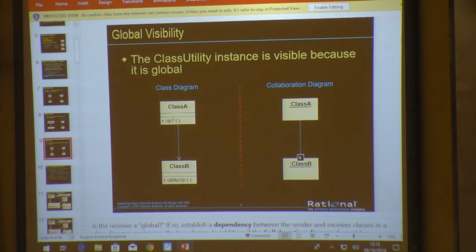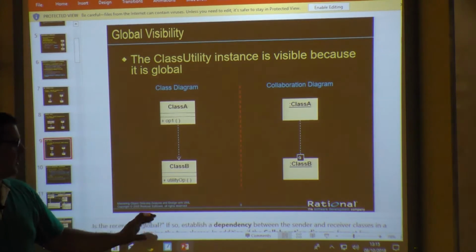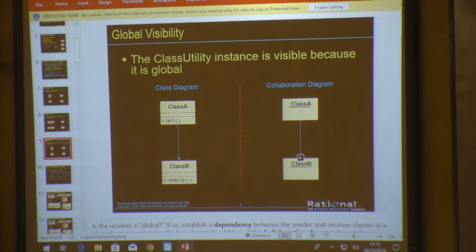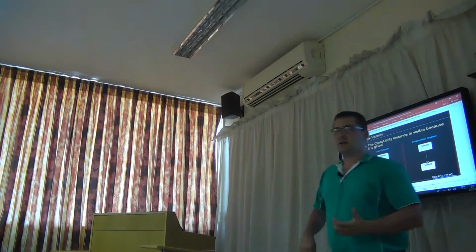Okay, then we also have global visibility, where we have class B and we have a global operation, and that is globally visible to other classes. If that is changed, it's going to have an effect wherever you have previously used it. Okay.